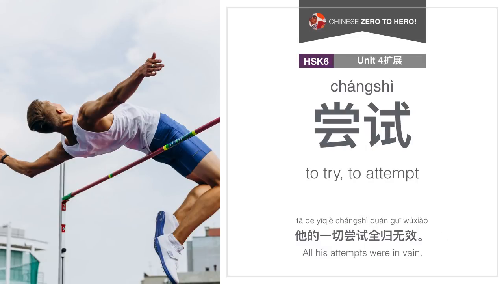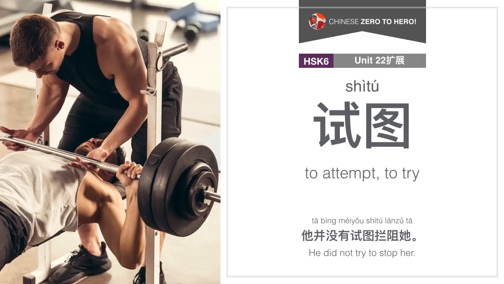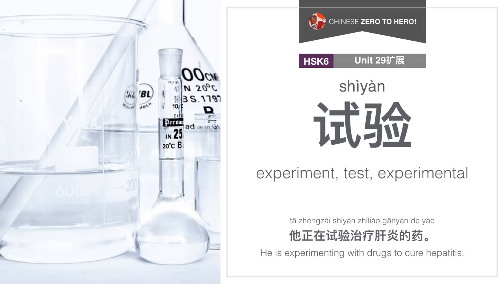And in HSK 6, we learn the word 尝试 meaning to try or to attempt. 他的一切尝试全归无效. All his attempts were in vain. And in HSK 6, we also learn the word 试图 meaning to attempt or to try. 他并没有试图阻拦他. He did not try to stop her. And in HSK 6, we also learn the word 试验 meaning experiment, test, or experimental. 他正在试验治疗肝炎的药. He's experimenting with drugs to cure hepatitis.